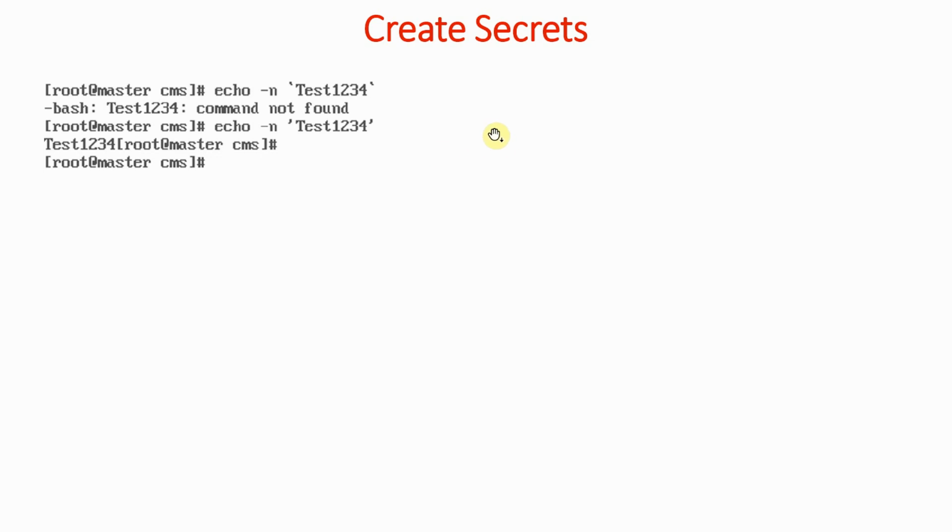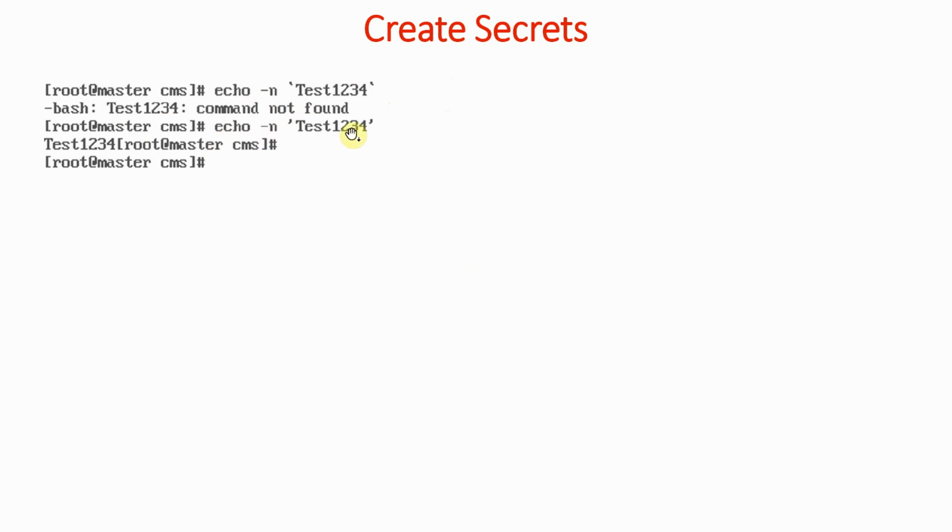Now we are going to create the secret, but before creating the secret we want to test one echo command. We are saying echo minus n, meaning no new line character, so we are using these quotes. Now what will happen? It is saying command not found. So when we are running this command you have to use these quotes, otherwise this will not work. Please do not use this one, you have to use this.